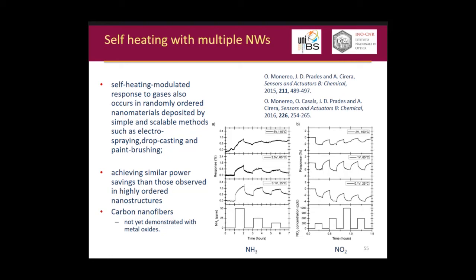But this is true for single nanowires. It can be used for bundles of nanowires. Recently, it has been demonstrated that also in randomly ordered nanomaterials you can have this effect, but this has been demonstrated by Monereo and Prades only with carbon nanofibers, and has not yet been demonstrated with metal oxide. The problem with metal oxide is their conductance. Carbon nanofibers are much more conductive, and so you can have this effect, while for metal oxide nanowires, I am afraid the conductance is a little bit too low.